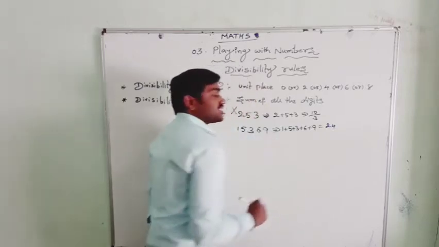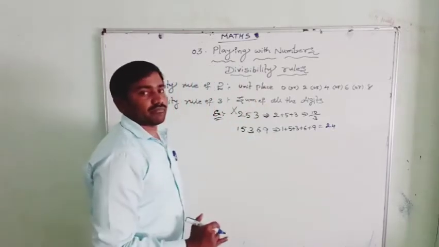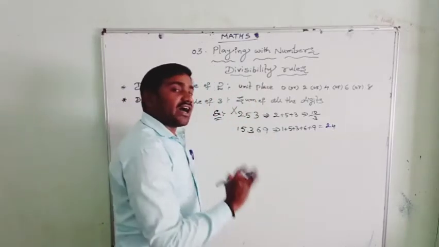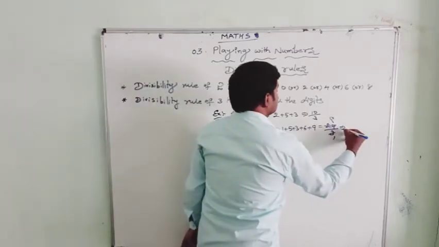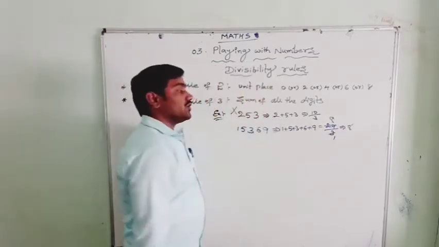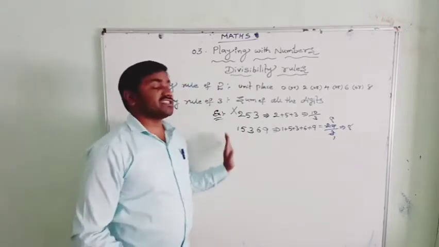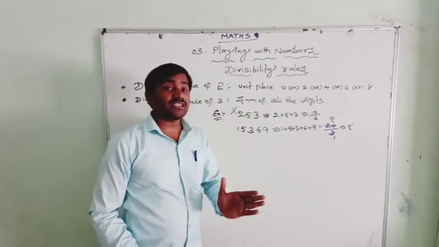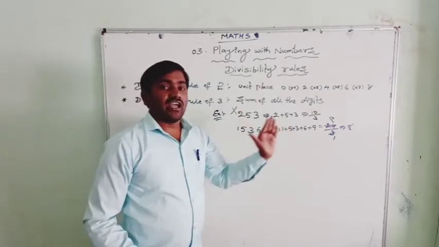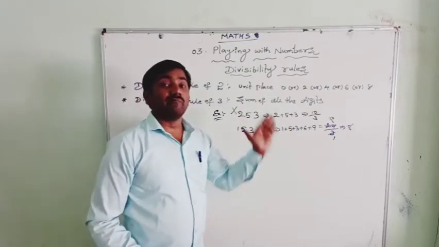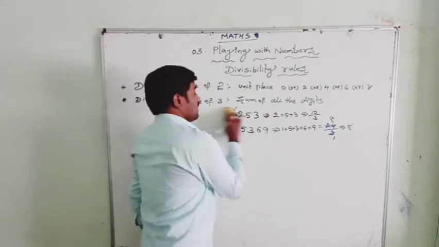As this 24 is a multiple of 3, 3 eights are 24, or else this 24 is exactly divisible by 3 without giving a remainder. So this complete number is divisible by 3. I hope you understand what the divisibility rule of 3 is. If the sum of all the digits is divisible by 3, then the complete number is divisible by 3.